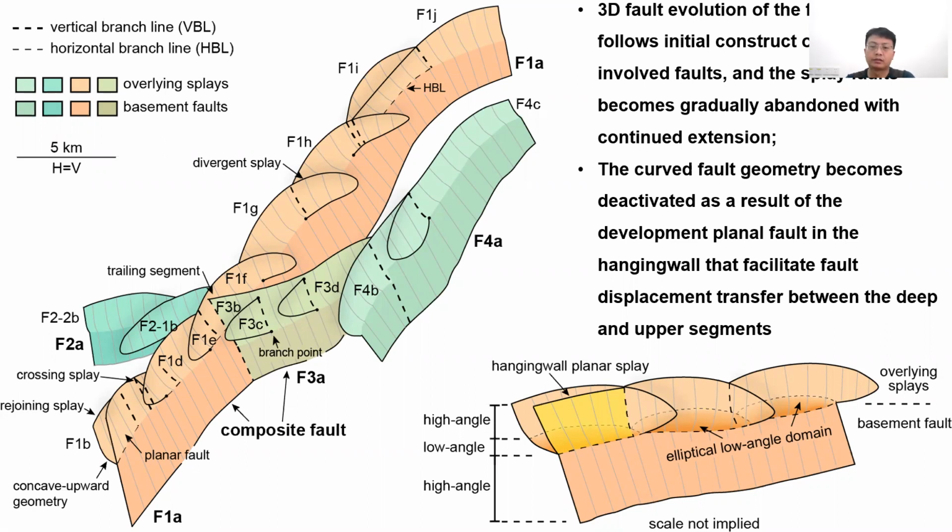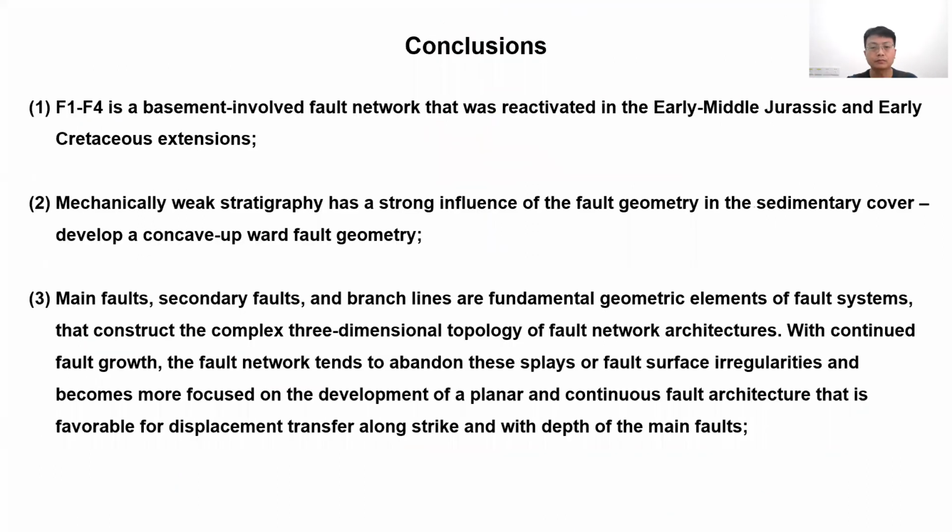Another very important observation is that the curved fault geometry within the lower to mid Triassic section, because of the mechanical property change, becomes abandoned, and this was replaced by a planar fault developing in the hanging wall. In this way, it facilitates the fault displacement transfer between the deep and the upper segments, and this finally results in a relatively planar fault in the sedimentary successions as well.